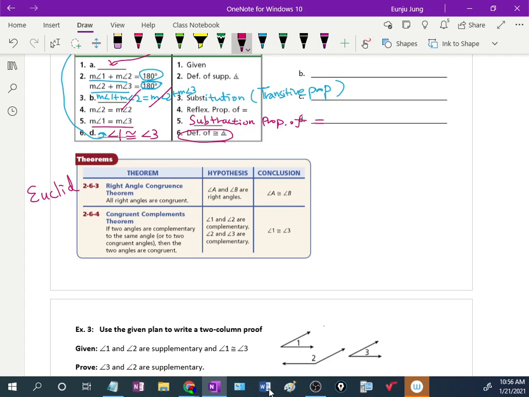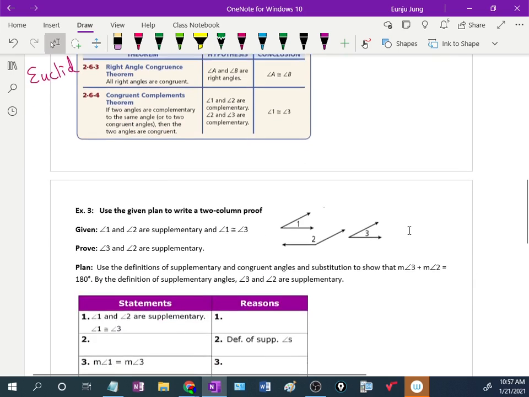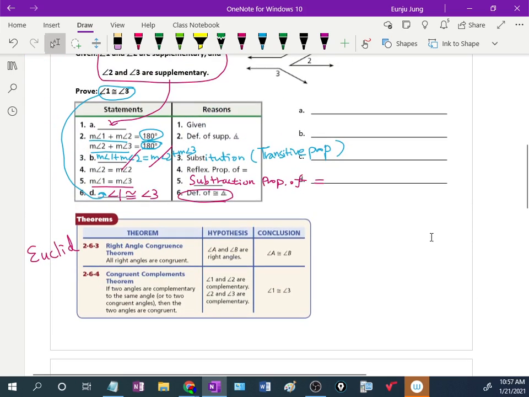And next one, congruent complements theorem. We talked about this in the other video. If two angles are complementary to the same angle, then the two angles are congruent. Okay, so that is obvious, right? If we have a theorem, we have to prove it. If it is a postulate, we don't need to prove it. Okay, any questions?